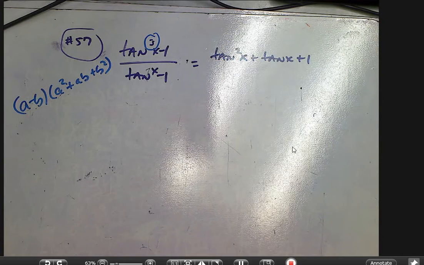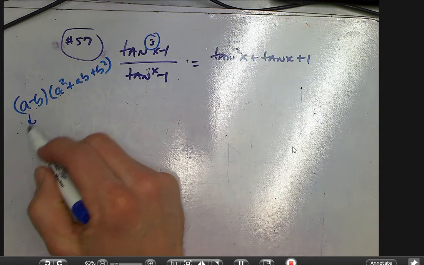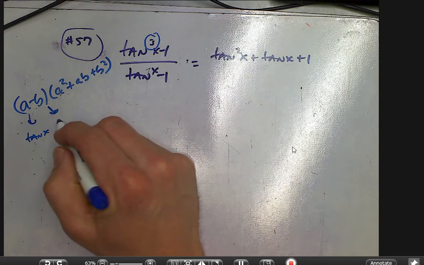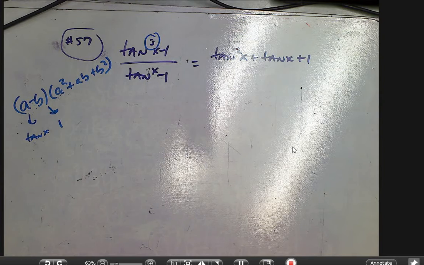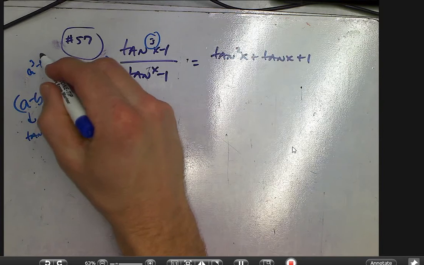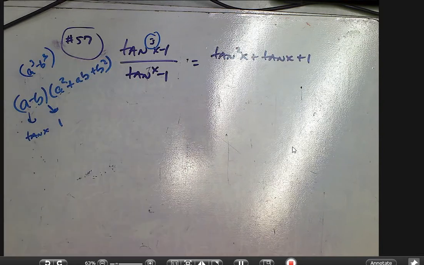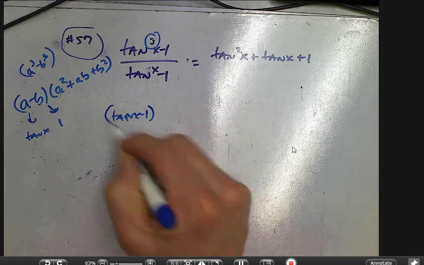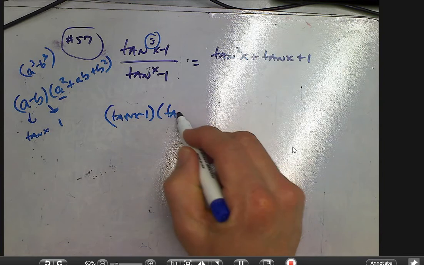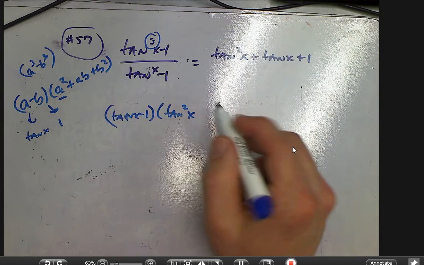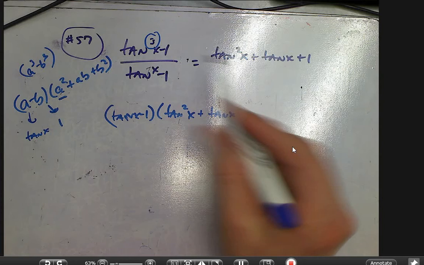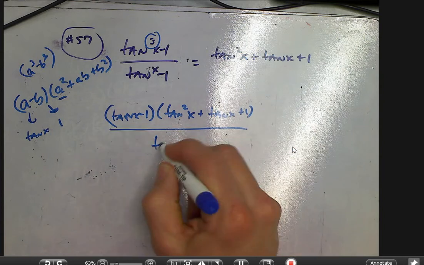Okay, now we're back. In this situation, a is the tangent of x, b is 1. And if you don't recognize this pattern from Algebra 2, it's simply the difference of two cubes, which means I'm factoring a to the third minus b to the third, and this is the pattern it factors into. So this is going to be tangent of x minus 1, a squared, so it's going to be tangent squared of x, plus ab, so it's going to be plus 1 times tangent x, and then plus b squared, well 1 squared is 1, over tangent of x minus 1.